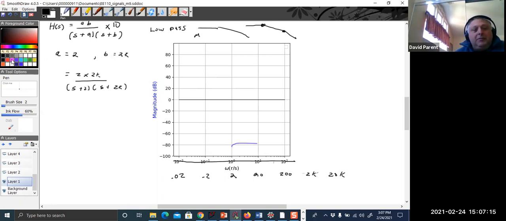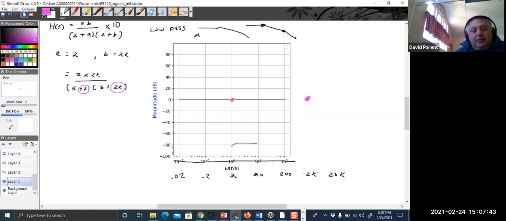And even before I start figuring things out, I know that something's happening here and something's happening here. So I'm just going to put a dot at 2 and then out at 2K. So I know that in magnitude, something's going on, right?